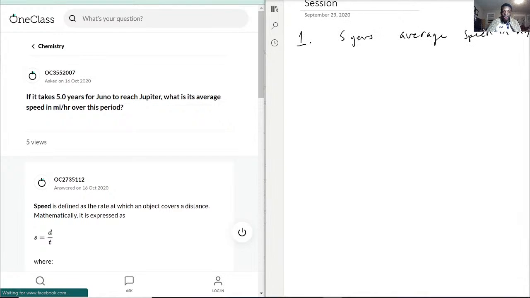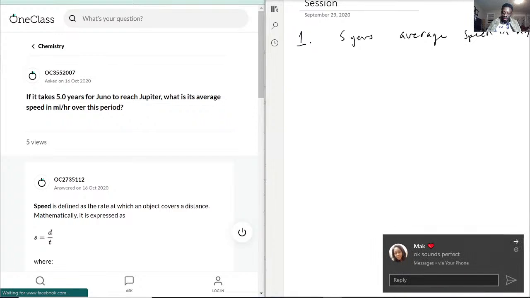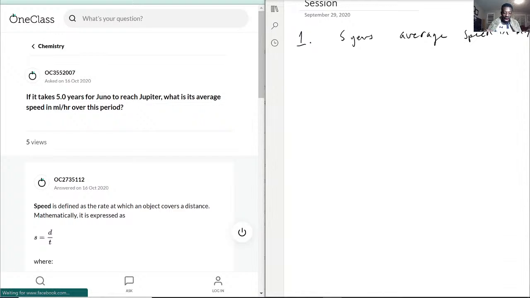So first, let's break down based on the information we had. It took her 5 years and they want to know her speed in miles per hour. So 5 years is the time, okay? And so we need to convert 5 years into hours. So the way that will work is that, well, we definitely need a calculator for this one, but we need to know how many hours in a year, and then we just multiply that by 5.